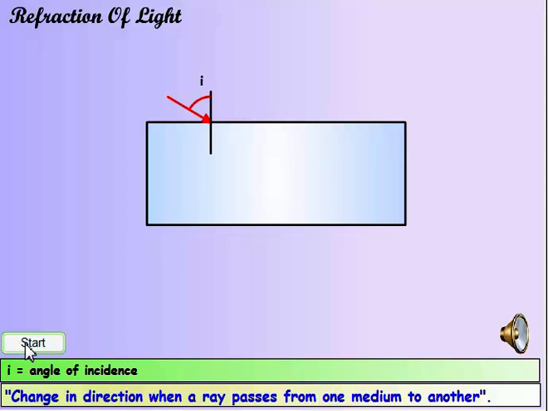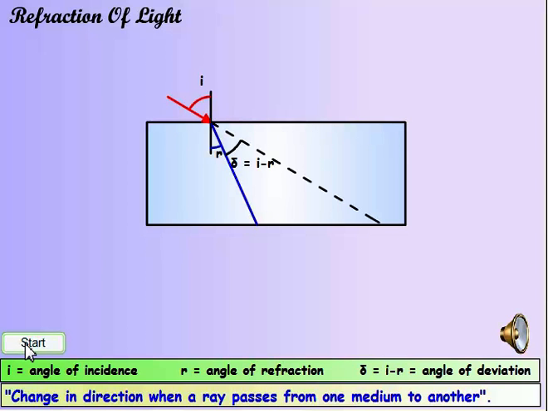When a ray of light from air enters a slab of glass, it is found to deviate. The angle of refraction is less than the incident angle. The difference between the angle of incidence and the angle of refraction is the angle of deviation.